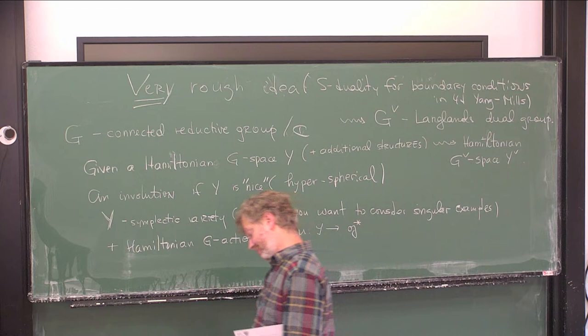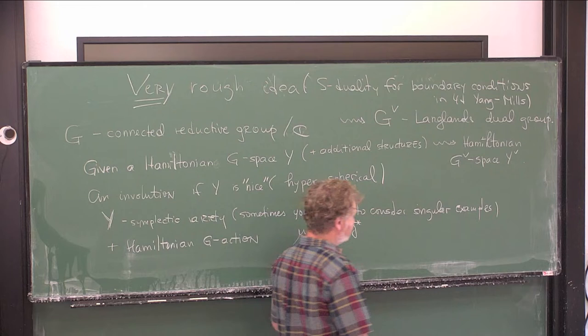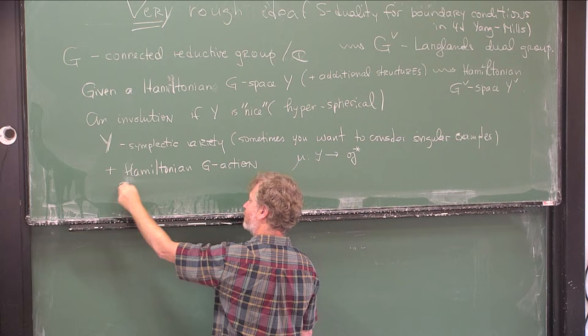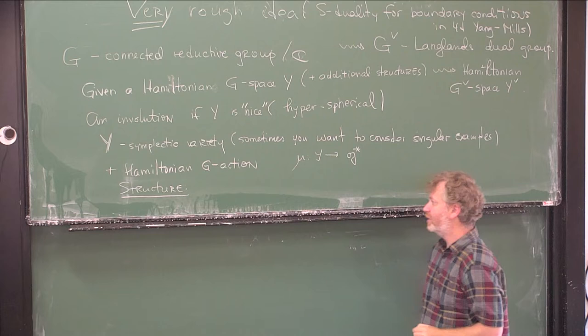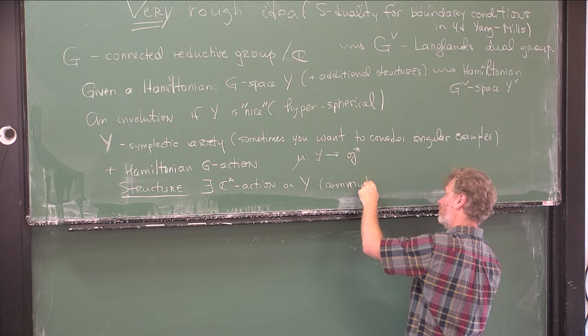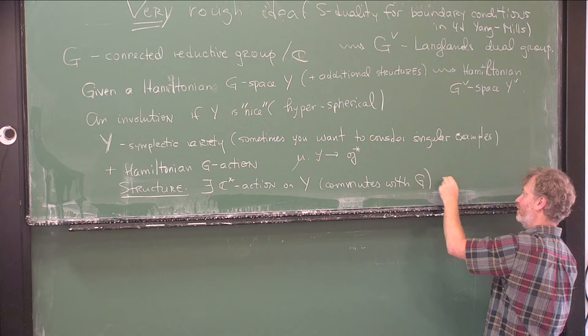Well, again, if you assume absolutely nothing about Y, then this is a little bit too general. One structure that you actually need, which comes naturally from physics, is one important piece of structure, which actually puts pretty strong conditions on Y: there's a C star action on Y which commutes with G, and such that the symplectic form omega has weight 2.